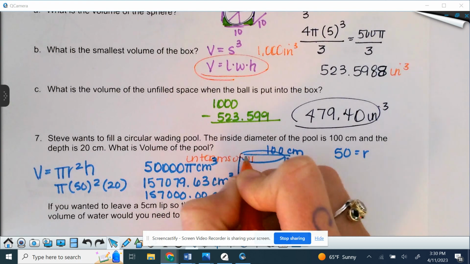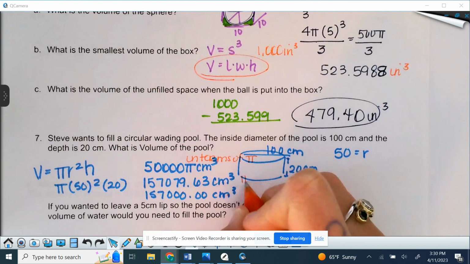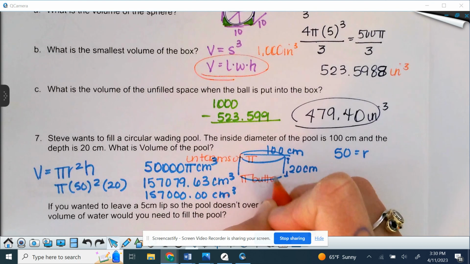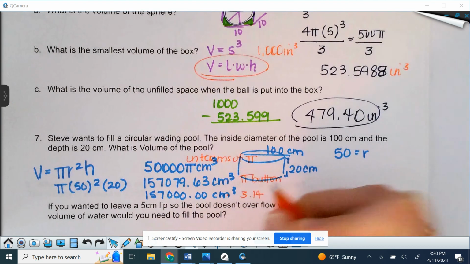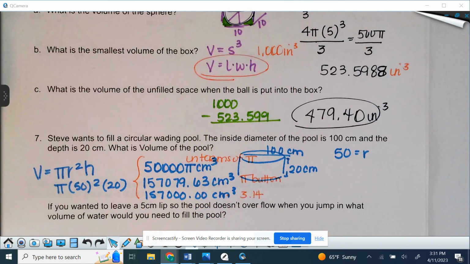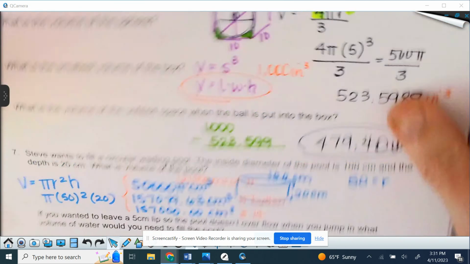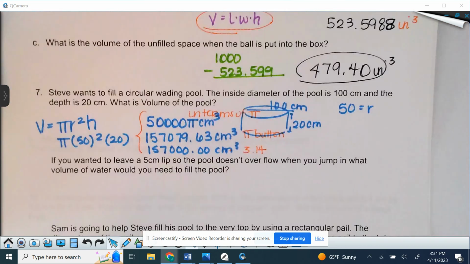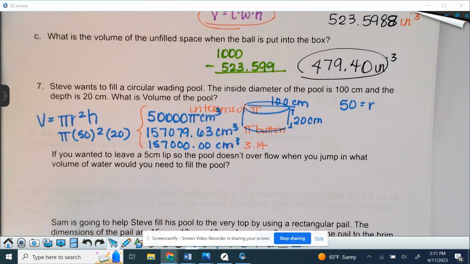In terms of pi, this is with the pi button, and this is with 3.14. So all are correct answers depending on what the question asks for specifically. Now, if you wanted to leave a 5 centimeter lip so the pool doesn't overflow when you jump in, what volume of water would you need to fill the pool?